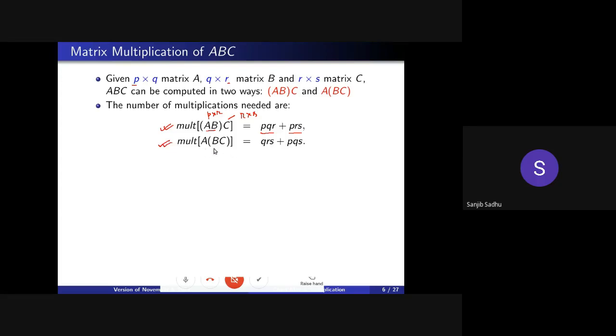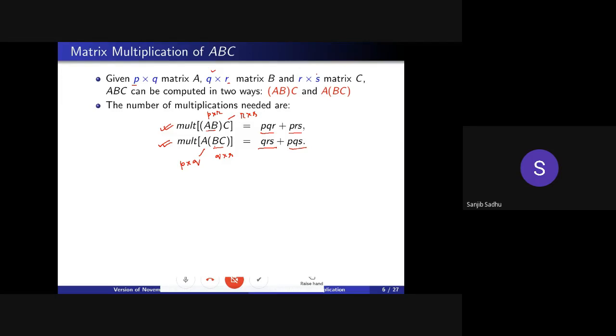Next, if you multiply B and C first, then the resultant matrix is Q cross S, and it takes QRS multiplications. Then you are multiplying with A, which is P by Q, so it will take PQS. So the number of multiplications needed in the two cases are different, although the value of the final matrix is the same.